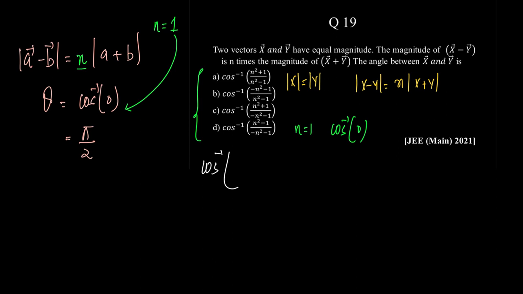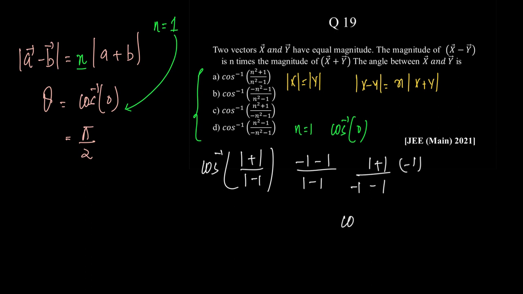First option is cos inverse of n square plus 1 over... with n equal to 1, it is 1 minus 1, division by 0 is not defined. Then we have minus 1 by 1 minus 1, again division by 0 is not defined. Third option, 1 plus 1 by minus 1, which is 2 by minus 2, is minus 1, so you get cos inverse minus 1. That's wrong. The last option, option D, gives cos inverse of 1 minus 1, the whole upon minus 1 square minus 1, which is cos inverse 0 by minus 2, which is equal to 0. Therefore, the correct option is option D.